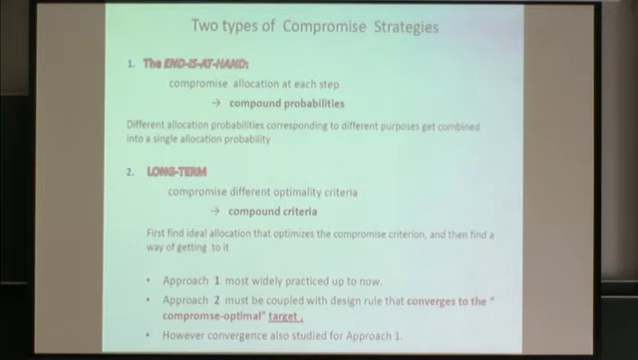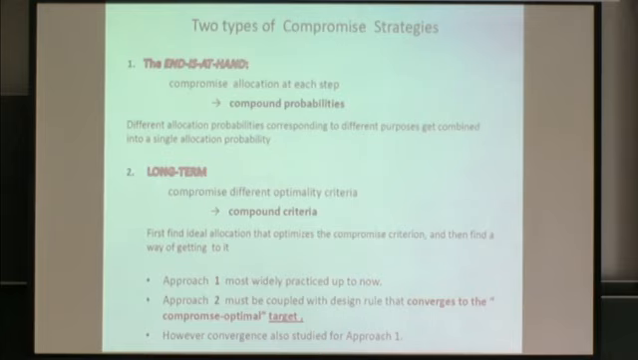The basic strategy is to compromise at each step. So you've got two allocation rules. One is, say, for inference, and the other one is for utility, for ethics. You compromise, and you do it at each step by combining the design rules, the probabilities. So I call this compound probabilities. The other way is a long-term one. We've got measures for inference, measures of efficiency, measures for ethics. So we combine our criteria, we find a target allocation that is the best possible for the combined criterion, and then we find out how to get there.